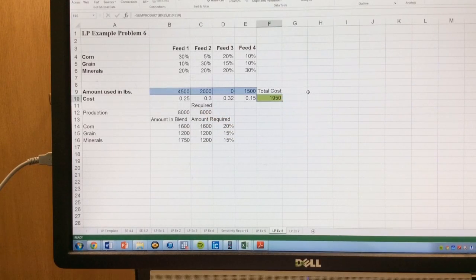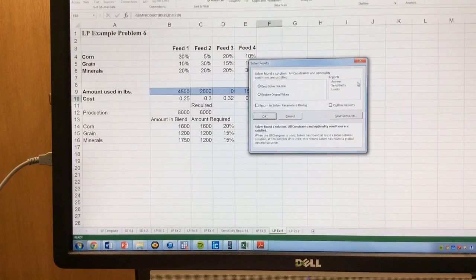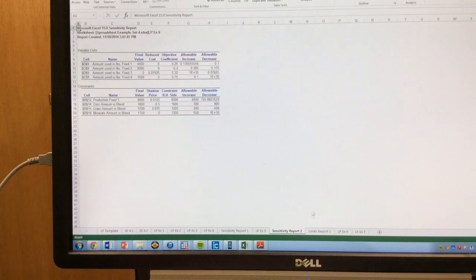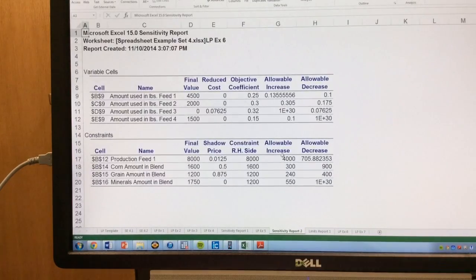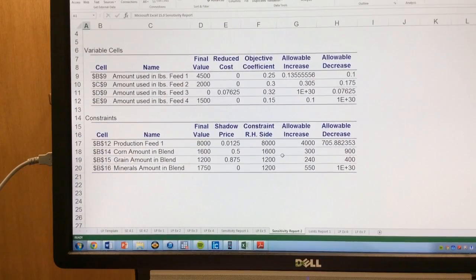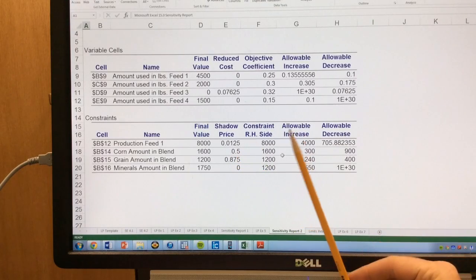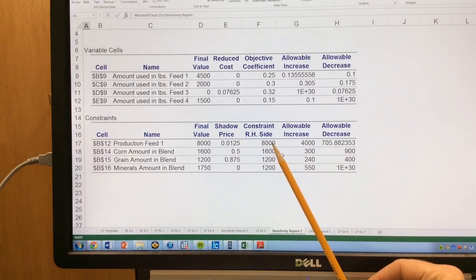Well, now let's briefly look to see what our sensitivity report can tell us about this in terms of how we might be able to consult the company. Okay, so here's our sensitivity report. The way we look at this is, first let's look at our shadow prices. So 8,000 is our constraint of how much is required.